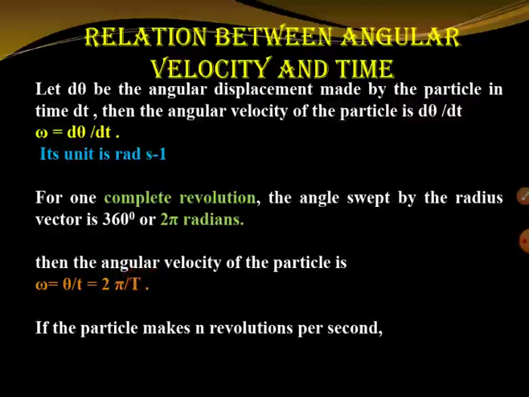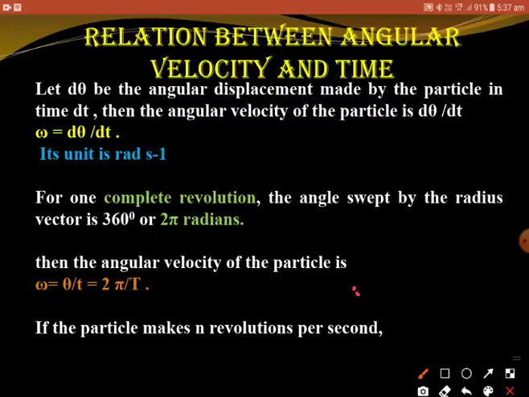Okay, so if the particle makes n revolutions per second, that means your frequency nu will be n.